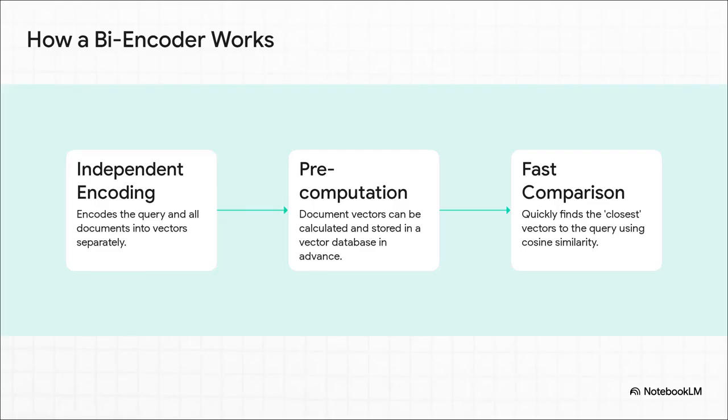So how does our efficiency expert move so fast? Well, a Bi-Encoder is clever. It encodes the query and all the documents independently, on their own. And because you can pre-calculate and store all your document vectors ahead of time, the actual comparison when a query comes in is insanely fast. That's what lets it scale to millions or even billions of documents without breaking a sweat.